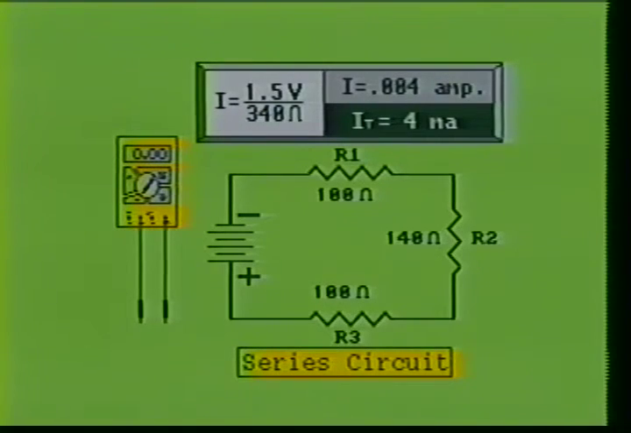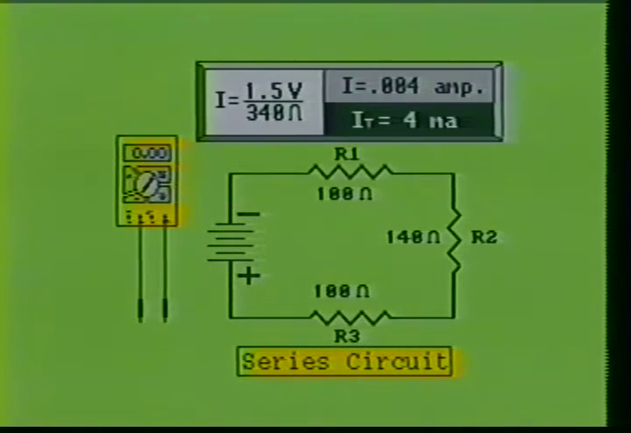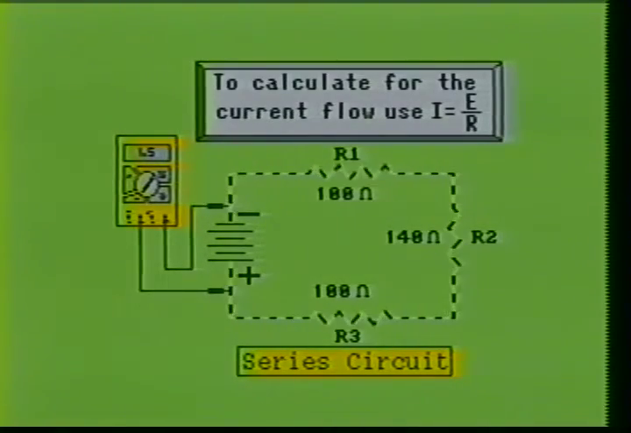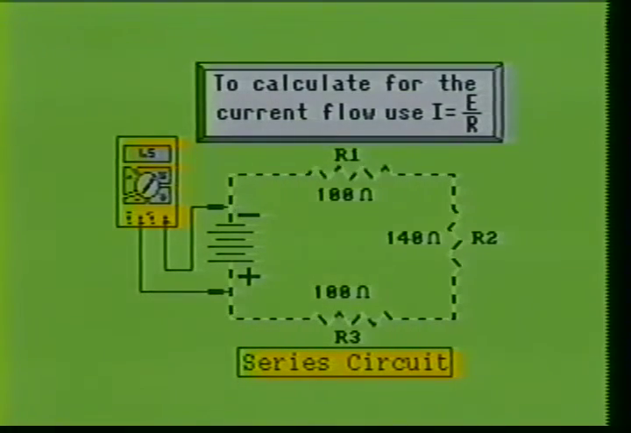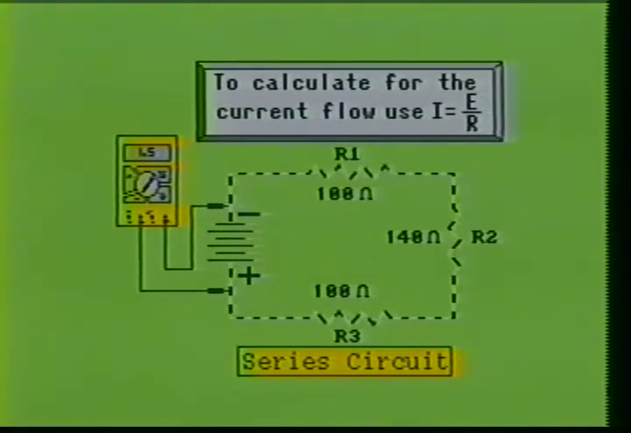Now that we have calculated the current flow, we will verify our calculations with the digital multimeter by measuring the current flow in the circuit. When the voltage of a component was measured, we placed the meter in parallel with the component. In other words, the current flowed through the meter as well as the device under test. The current actually had two paths to flow in at the point of test.